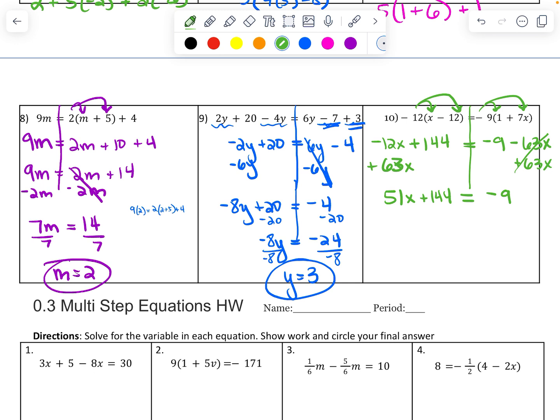Okay, so negative 9 minus 144, minus 144. 51x equals 144 and 9 gets me 153. Divide by 51, divide by 51 should give me 3, I believe. Good. x equals 3. Double check yours. Make sure that makes sense. Plug it back in.